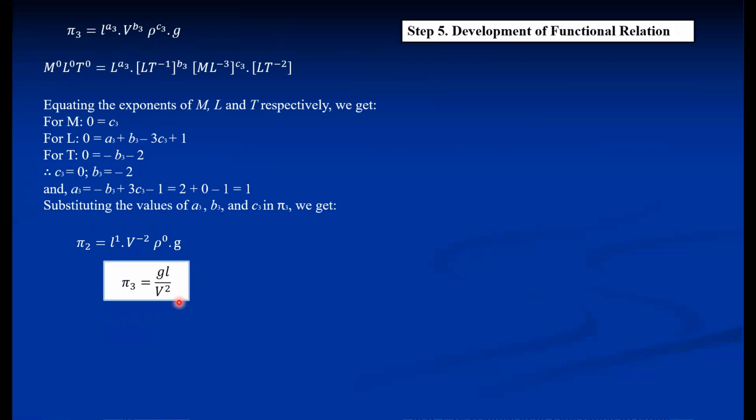Then the final step, that is step number 5, that is development of the functional relation. So for that, substituting pi 1, pi 2, pi 3 in equation 3, we get.